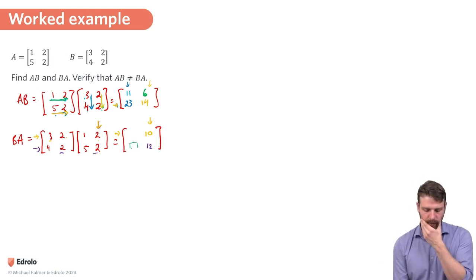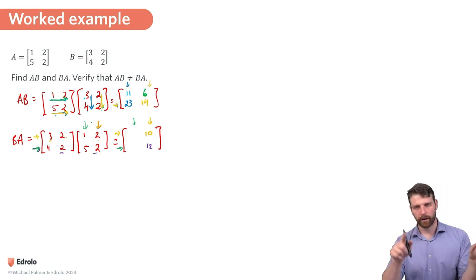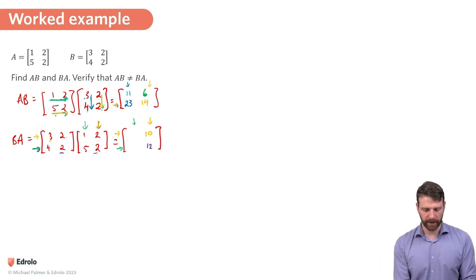I'm going to choose this one here. What is that in? That's in row 2, column 1. So I need to look at row 2, column 1. Going across the row and down the column gives me 4 times 1 makes 4, 2 times 5 makes 10. That's a total of 14.